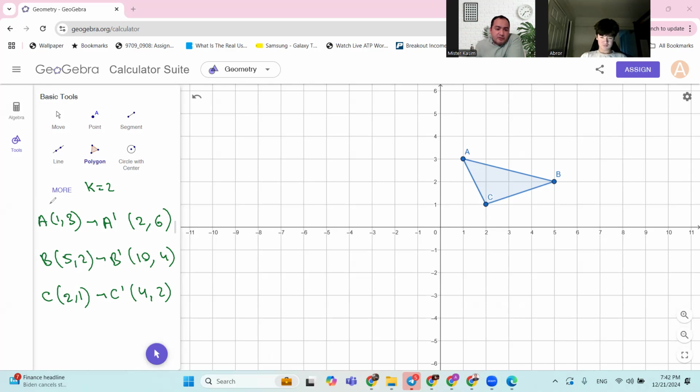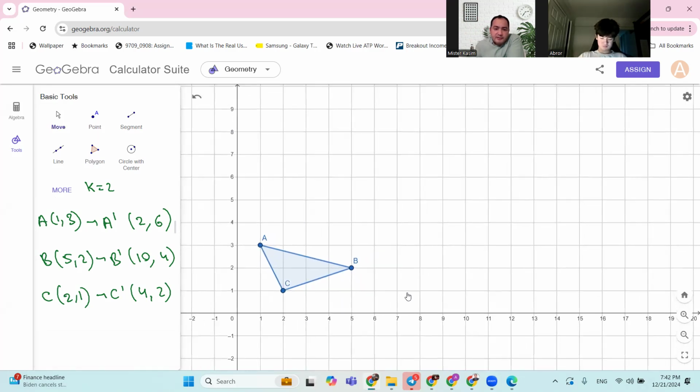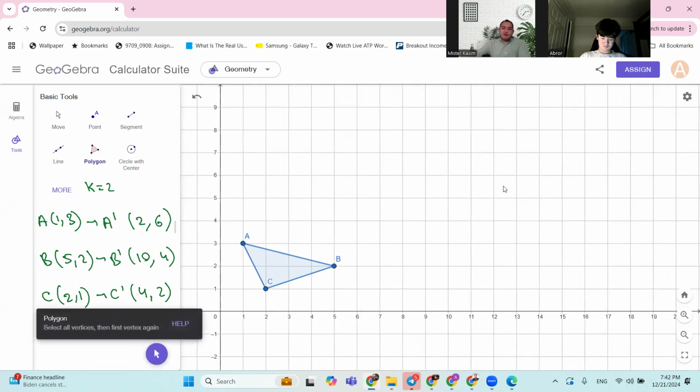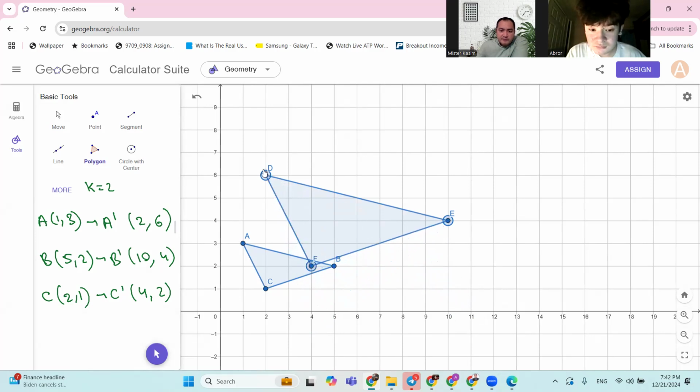All right, now let's plot these points. A prime, Abdullah, what is it? 2 and 6. It is here. Second, B prime? 10 and 4. It is here. C prime? 4 and 2. It is here.